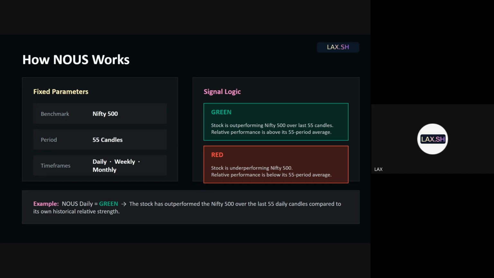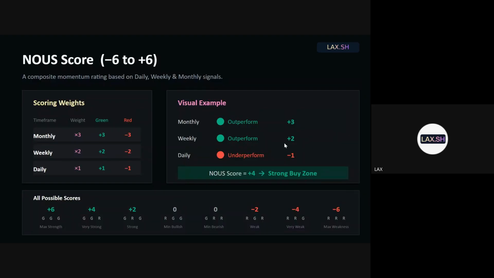And those fresh horses, if they've proven their mettle in monthly, it is best. If they've proven their mettle in weekly, it is nice. But don't just look at daily and start being bullish. So scoring weights we have given accordingly. Monthly is 3 points, weekly is 2 points, daily is 1 point. If it is green, you give it +3. If it is red, you give it -3. For weekly, +2, -2, and daily +1, -1.